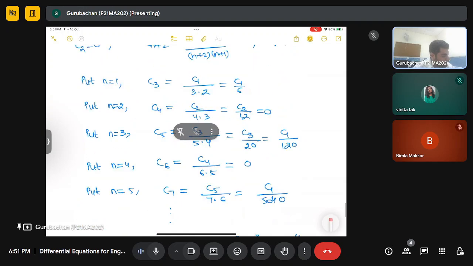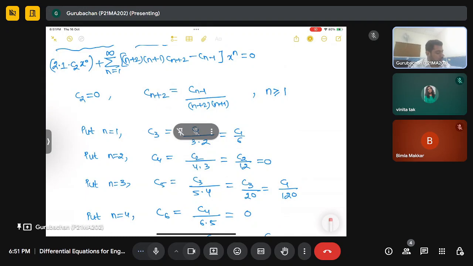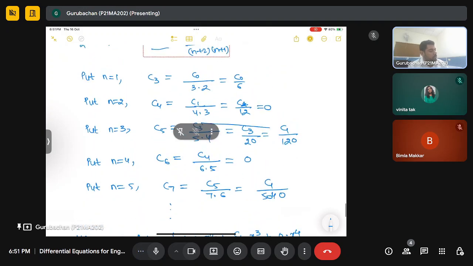So here I think we made some mistake. We have to put n equal to 1, so this will be c naught. Next we have to put n equal to 2, because the difference between these two is 3, so this will be your c1. You need to take care of this later calculation.